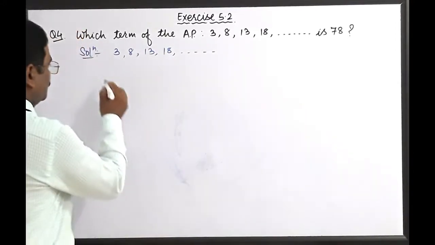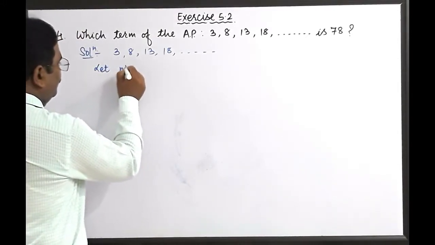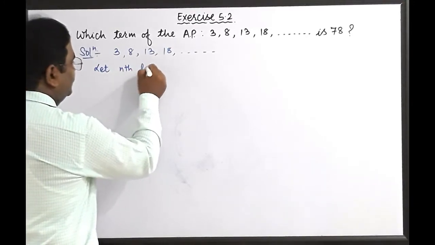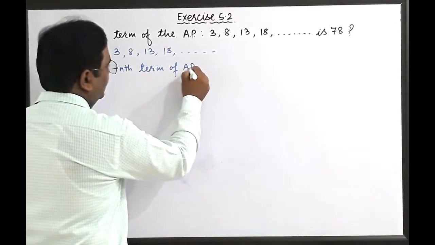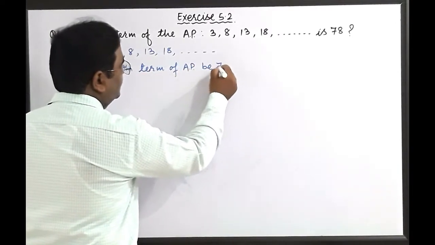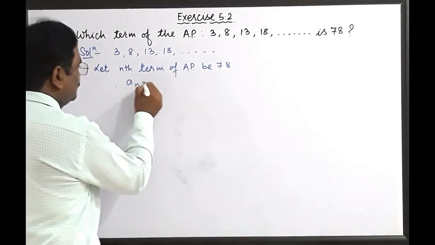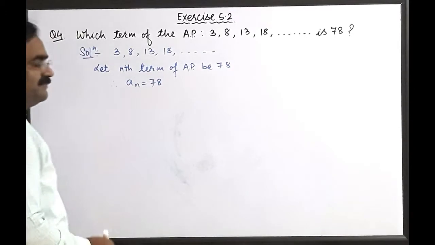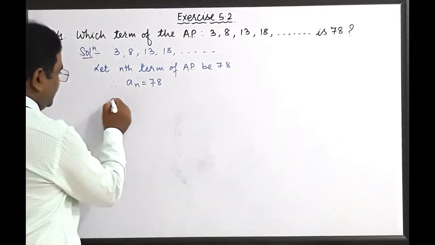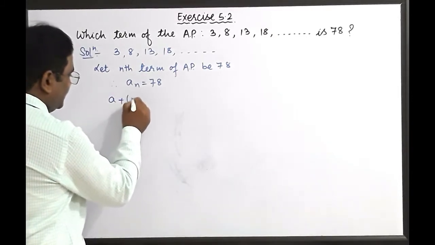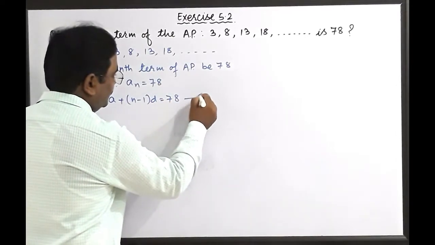So we have to suppose let the nth term of this AP be 78. It means an is equal to 78. ठीक है? So an is equal to 78. Therefore an is a plus n minus 1 into d equals 78. It is equation number 1.